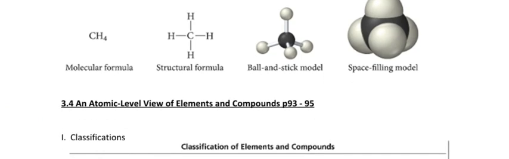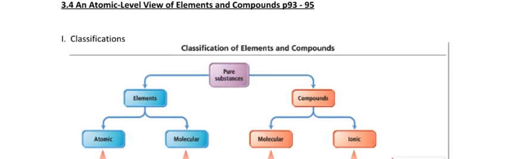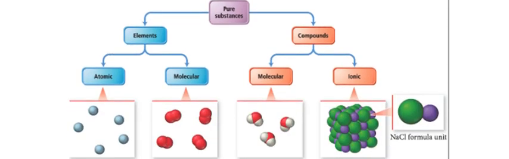So it says an atomic level view of elements and compounds. And again, this is kind of an important idea because the AP really likes pictures that look like this. Okay, so this is a big deal to AP. So we really should talk about this. Okay, so we can talk about pure substances.